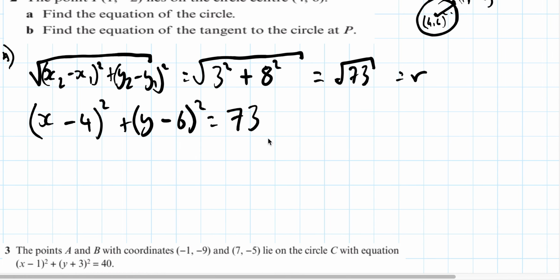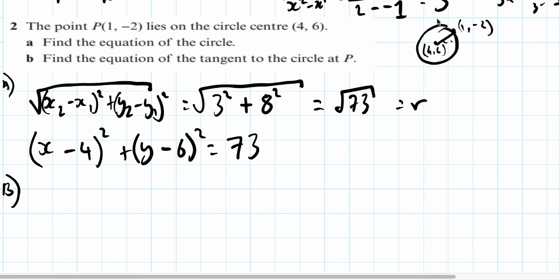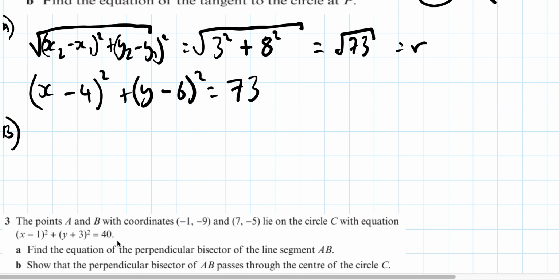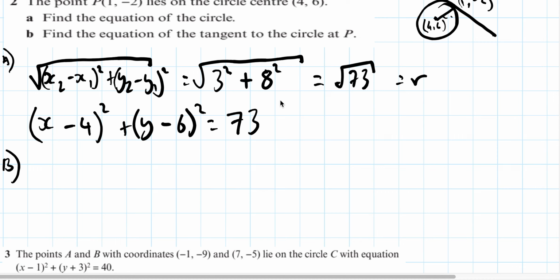Okay, so part B says find the equation of the tangent of the circle at P. It's just a line drawn here, the tangent that goes through the coordinates P. To find the tangent, we know it's perpendicular to the radius. So what we have to do here is find the gradient of the radius, and then we can do the perpendicular and find the gradient of the tangent.